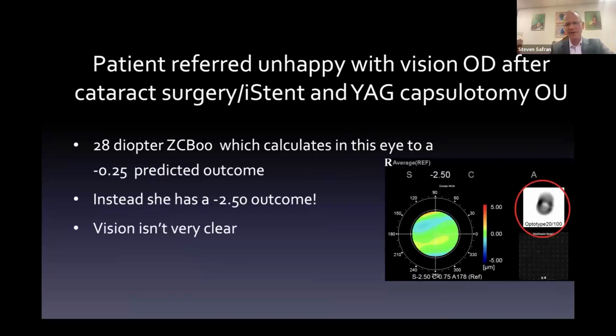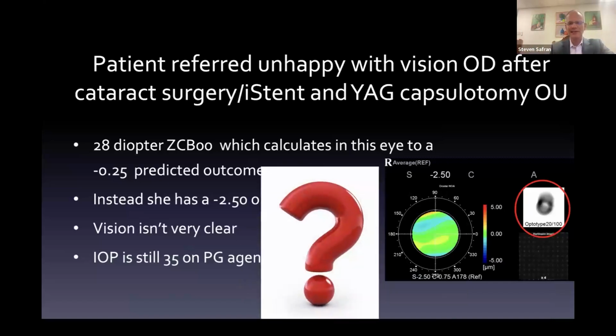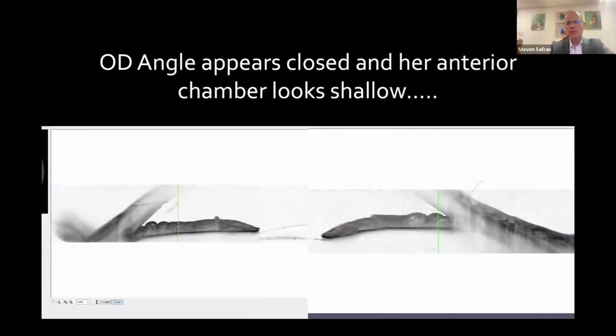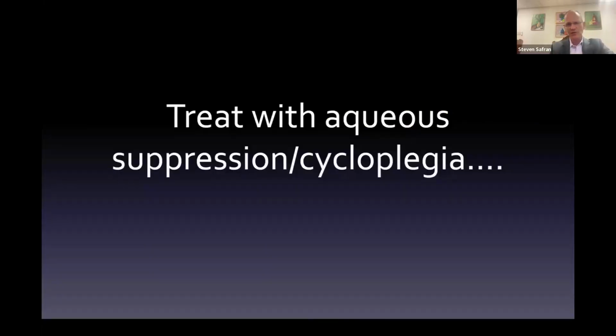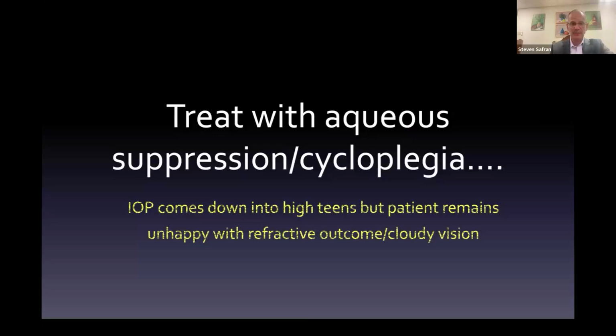The vision's not very clear, as you can see from the simulated optotype, and the pressure is still high. She's got a pressure of 35 on a prostaglandin agent. So what's going on here? Well, when we look at the OCT of the angle, you can see that she's got a closed angle, and this is actually chronic aqueous misdirection syndrome. So we treated this with aqueous suppression and cycloplegia. The pressure came down into the high teens, but the patient remains unhappy with the poor refractive outcome and cloudy vision.